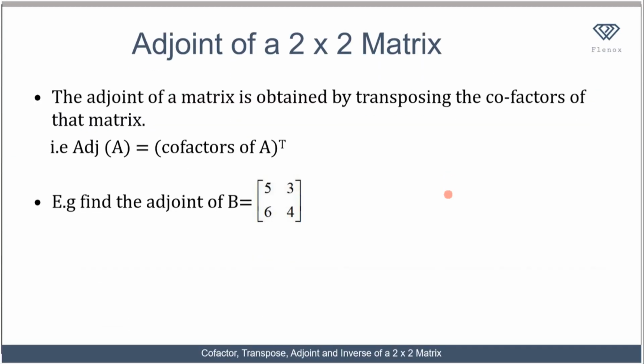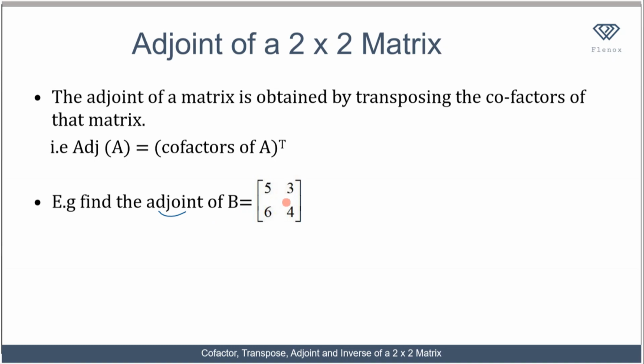So now onto the adjoint of a 2 by 2 matrix. The adjoint of a matrix is obtained by transposing the cofactors of the matrix. So what does it mean? It means that to find the adjoint of the matrix, the first thing you need to do is find the cofactors of the matrix. Once you find the cofactors, you just find the transpose of the cofactors and that will be equal to the adjoint of the matrix. So now let's try to find the adjoint of this matrix.